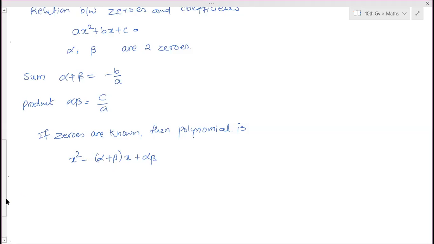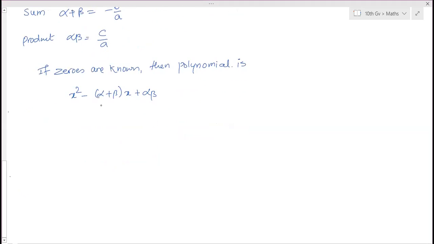Now one more thing is there. You have the sum of zeros and product of zeros given. From that, forming the polynomial, one more method is there if you don't remember this formula. That is, they have given the sum of the zeros as, suppose, minus 1 by 2 and the product of zeros is mentioned as 1 by 3, for example.